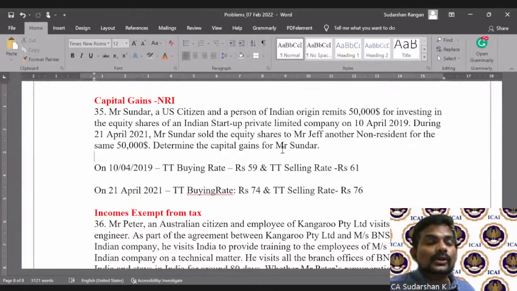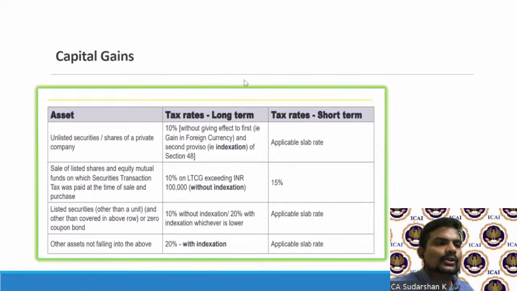If you go to Section 112, especially 112A, Section 48 also says the first proviso to 48, which is the foreign currency fluctuation benefit, is not available. And indexation is not available for 112A rates. Similarly, for 112, if you look at unlisted securities and shares, same effect: you will not get the indexation provision as well as the foreign currency fluctuation benefit. I would have mentioned this in the table as well. So if you opt for 112 and 112A, you will not get the benefit. Please just remember it.